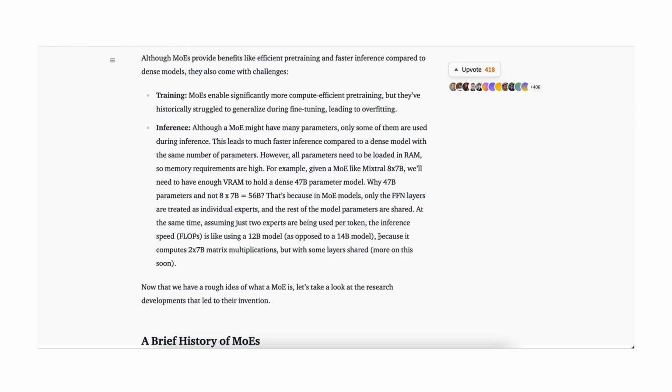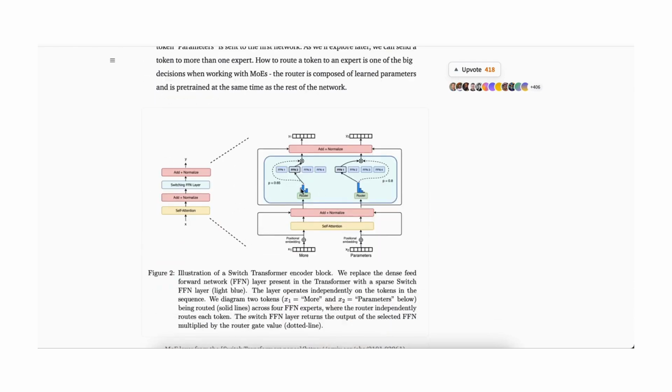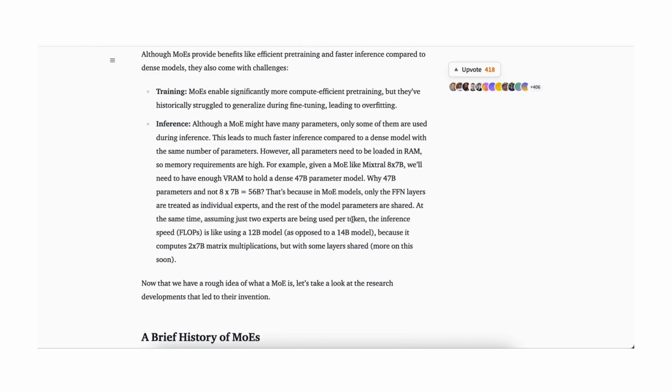Why is that? Because it computes fewer neurons, because it routes the embedding to one of the neurons, and these other 3, for example, are not used, which means that we use fewer parameters during inference. So the speed is like using a 12 billion model as opposed to a 14 billion model. So that is the advantage of the mixture of experts model.